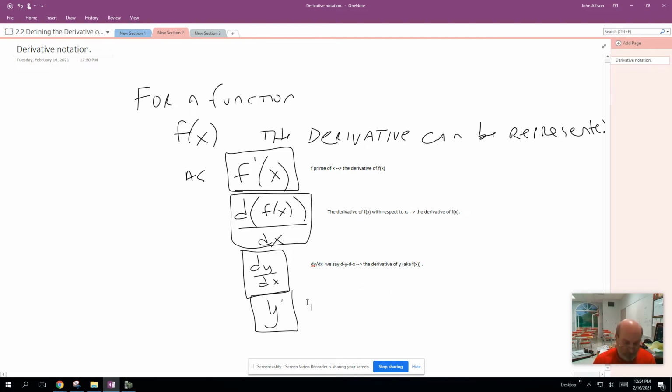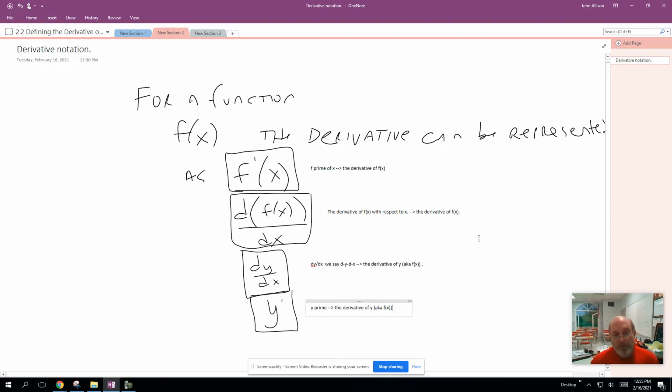And down here, we often call this y prime. And I'm going to make it lowercase y. It matters. Later on, you'll see why. Y prime is just another way to say the derivative of y, which is also known as f of x. So all these mean the same thing.